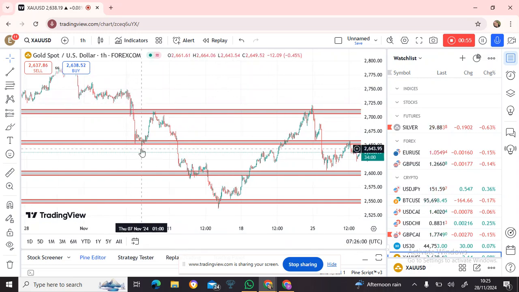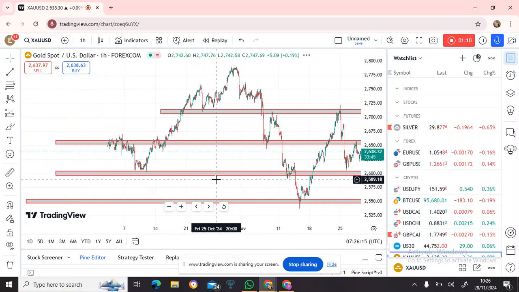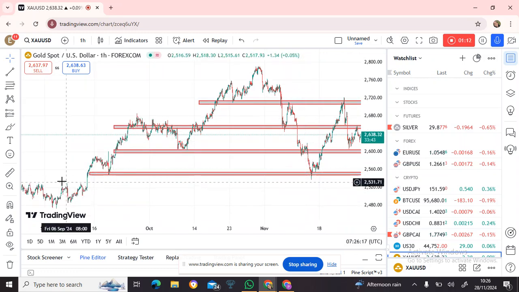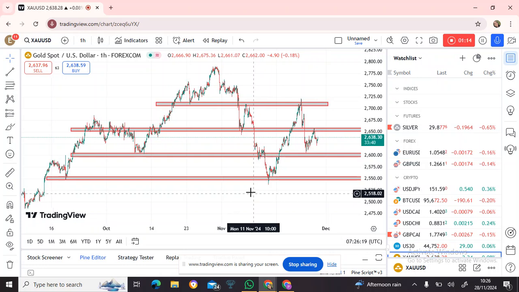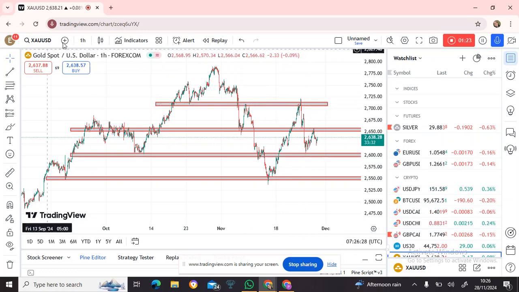Now we are going short. So we take our entry from the new lower high created to the new level, which is this point. We created a new lower low. Then a new lower high was created. Then we came all the way to this previous major demand zone. Then what happened from the demand zone? Gold shot up back to this previous supply zone.